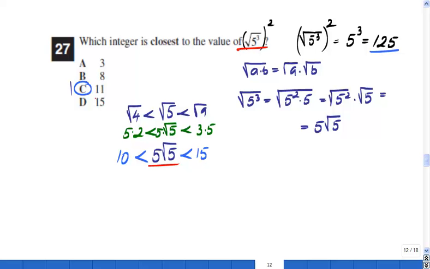Well, 5 square root 5, right? Well, it's definitely not going to be 3, not going to be close to 8. 11 is right here between 10 and 15. 15 is not, because 15 is equal to 15, but your 5 square root 5 is less than that. And that's another way in which you can come up with the same answer, C.